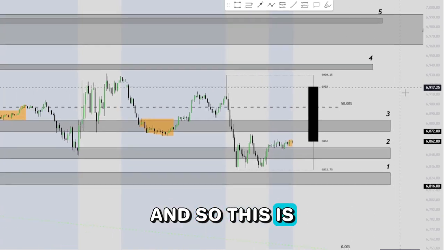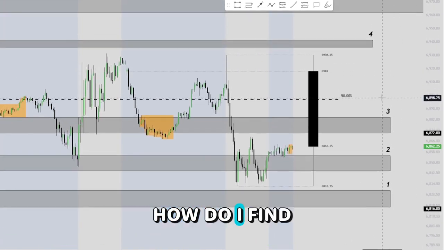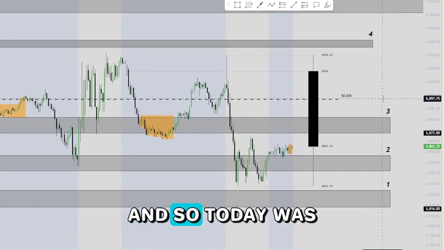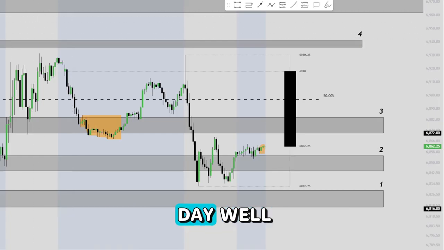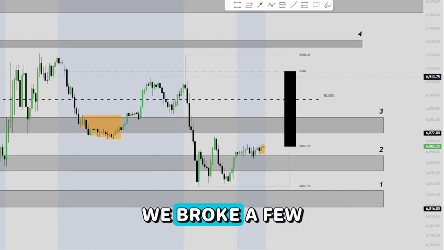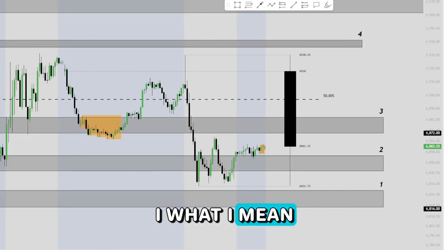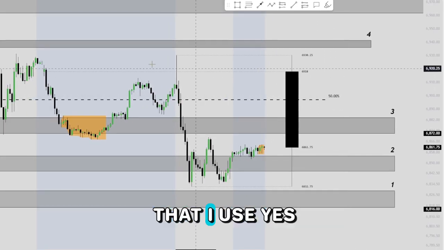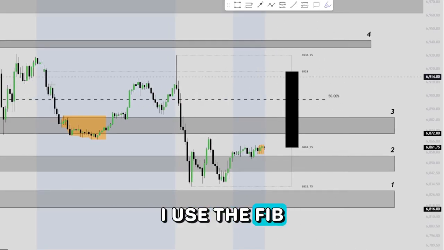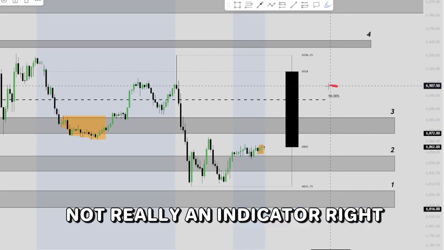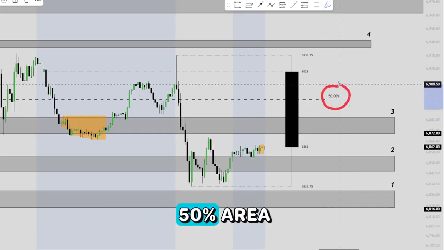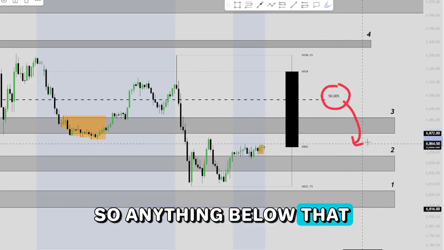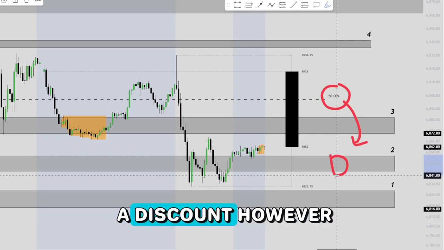This is a very common question I get: how do I find my key levels? Today was an interesting day where we broke a few rules. Let me explain what I mean. If I take a look at some of the indicators that I use, yes, I use the fib, even though it's not really an indicator. This is the 50% area, so anything below that would by definition be a discount.